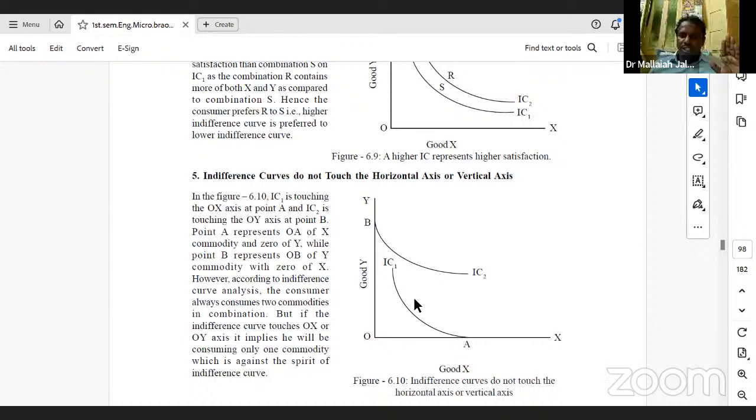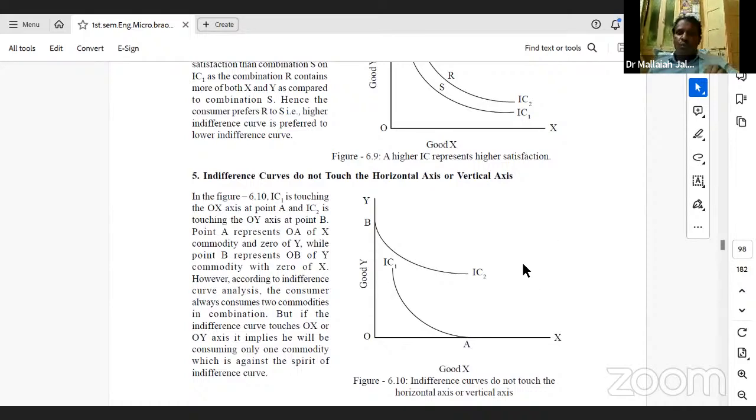If it is touching the X axis, that combination means the consumer is purchasing only X commodity, not purchasing Y. But that is opposite to the law of indifference curves. As I said earlier, the consumer has to purchase two commodities, X and Y. If it is touching X, he is only purchasing X commodity. If it is touching only Y, he is only purchasing Y. This is a different law, right?